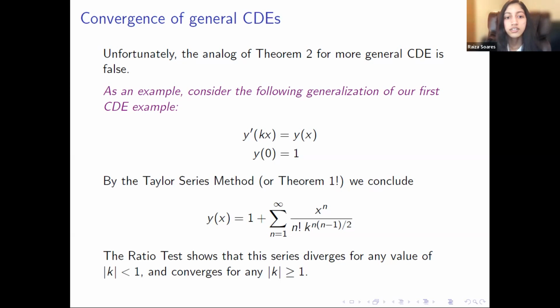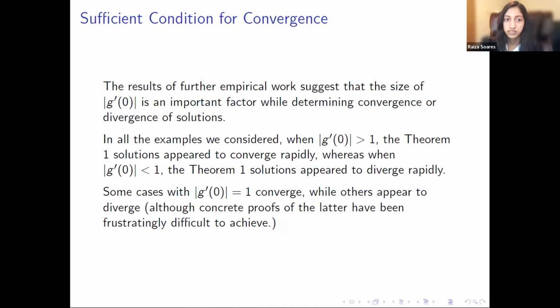So the results of further empirical work suggest that the size of g prime of 0 is rather important in determining convergence or divergence of solutions. And in all the examples that we considered, when g prime of 0 was greater than 1, the theorem 1 solutions appeared to converge rather rapidly, whereas when g prime of 0 was less than 1, they appeared to diverge. And some cases when g prime of 0 equals 1 converge while others diverge, and we haven't been able to create a concrete proof for this case.